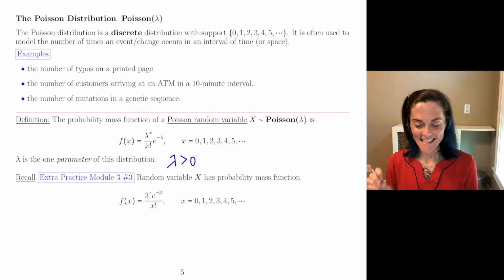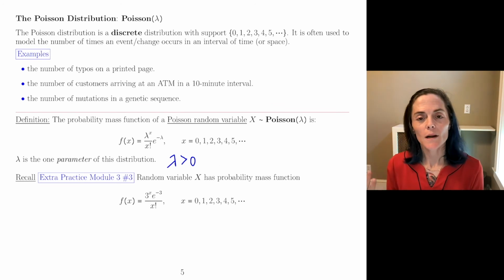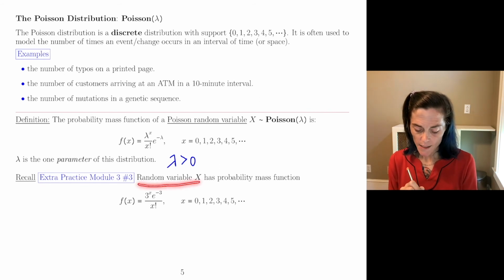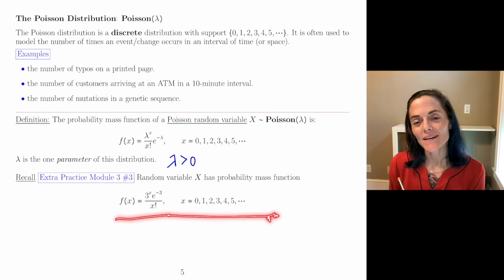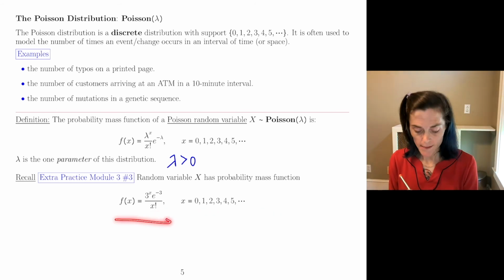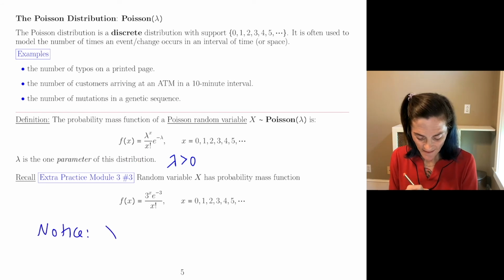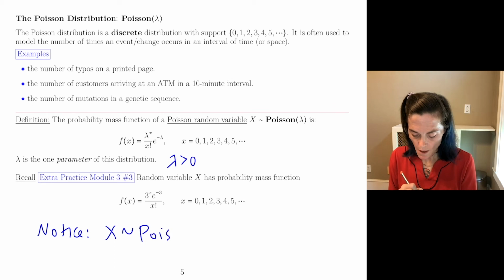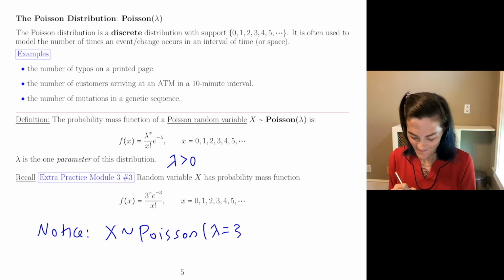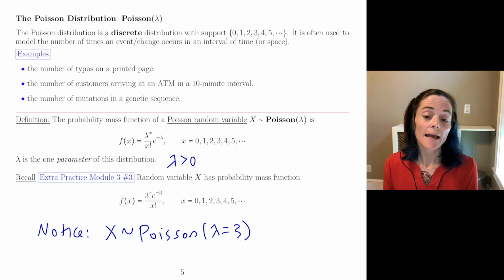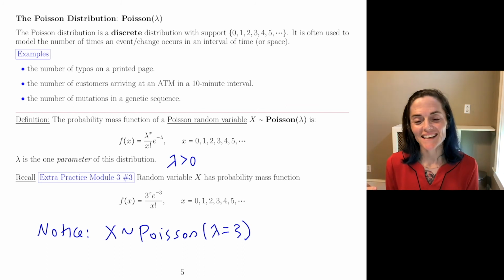Now, we have seen this distribution before without knowing what it was called. If you recall, in our extra practice module 3, we had a discrete random variable x. We were given this probability mass function with the support non-negative integers. And if you look at this and you stare at this, you notice that this particular x is distributed as, well, it's Poisson, where lambda equals 3. And we did some things with this. We calculated some probabilities. We also, using series, verified that, in fact, this is a probability mass function.